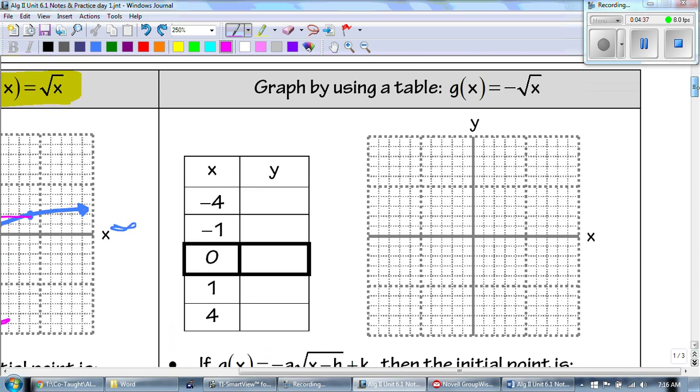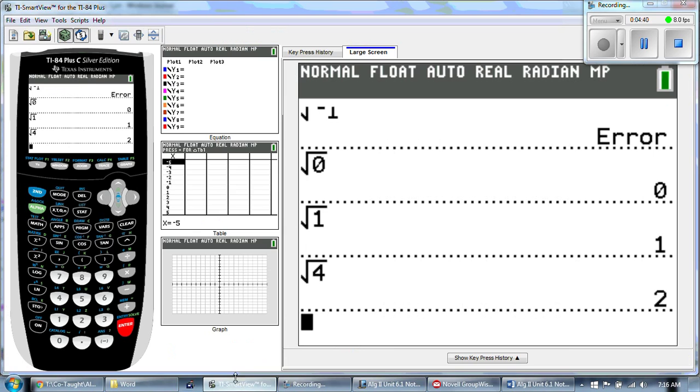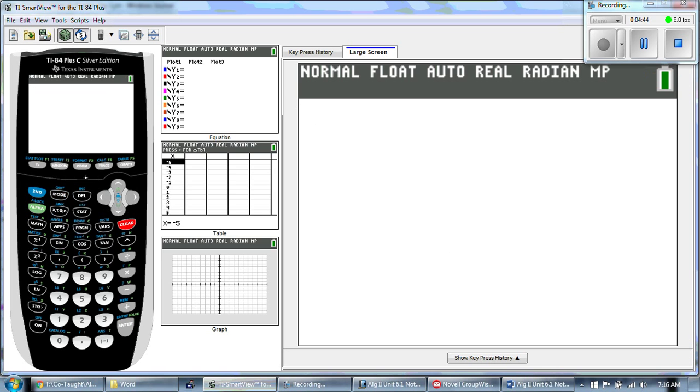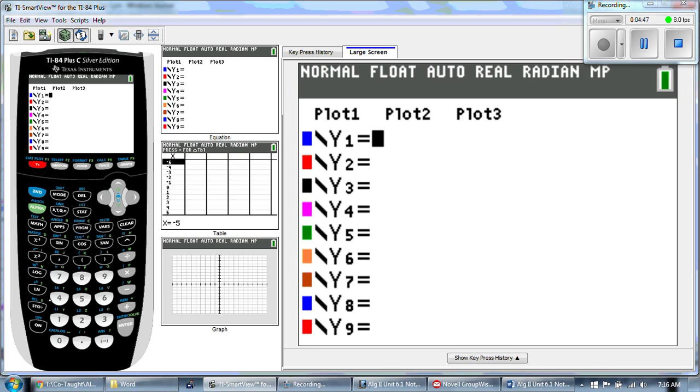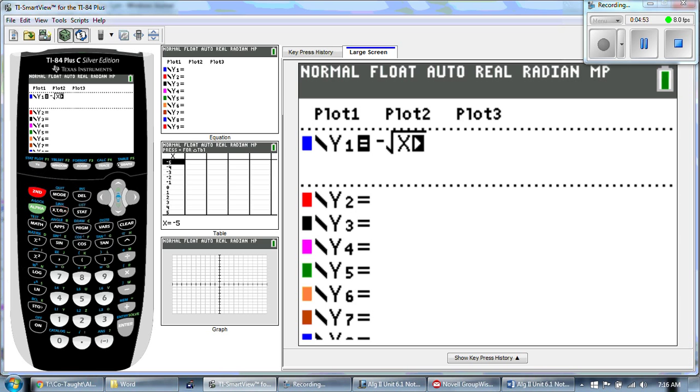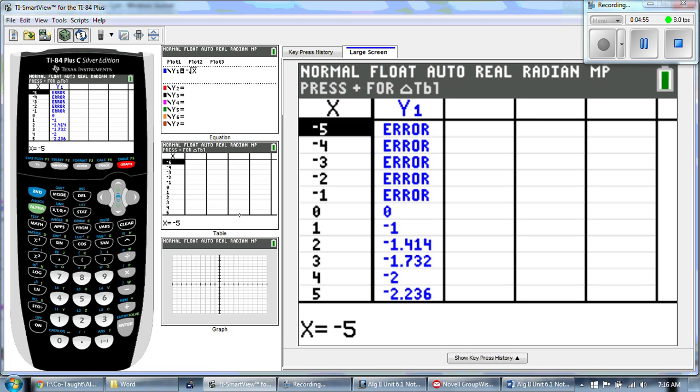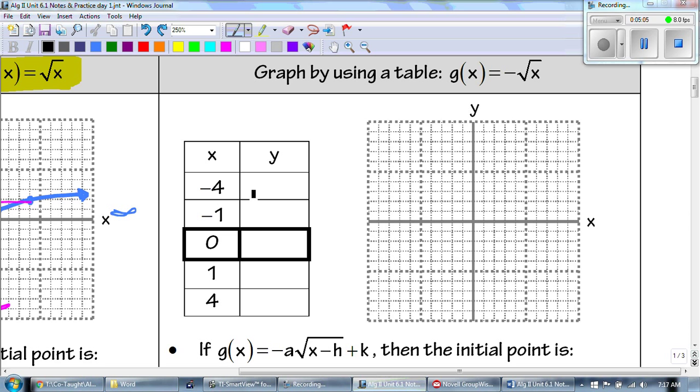Another way to do this, instead of inputting it all manually, is to go into your y equals. This time I'm going to put negative square root x. And now I'm going to go to my table. You can see that I have error, error, then I have 0, -1, -2.